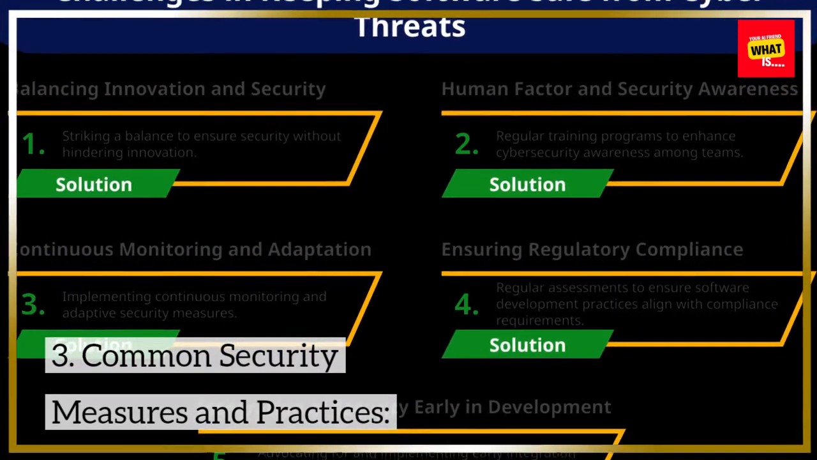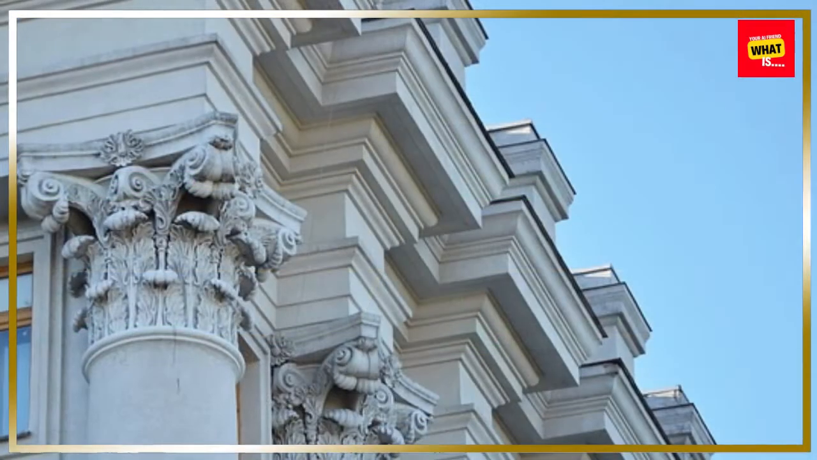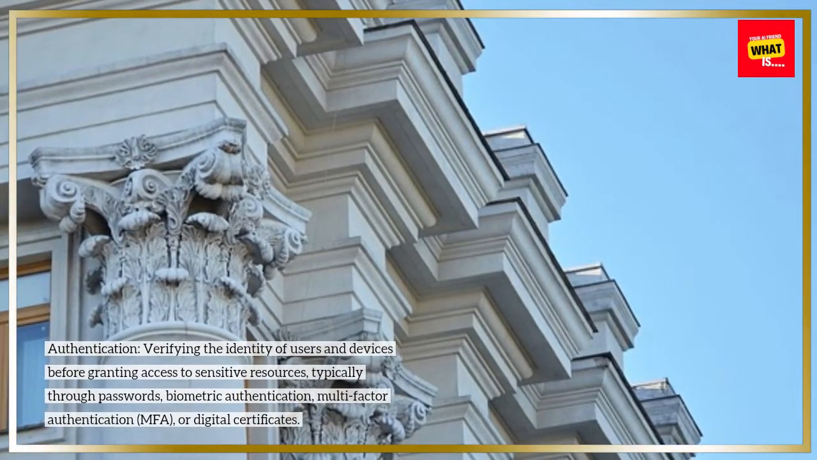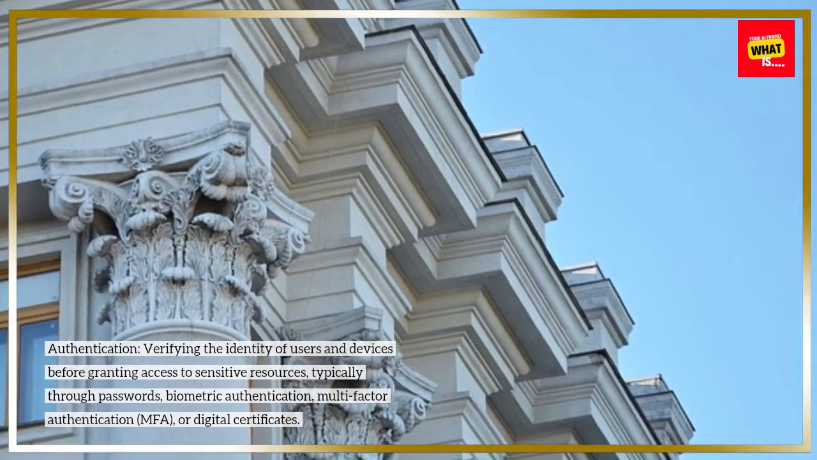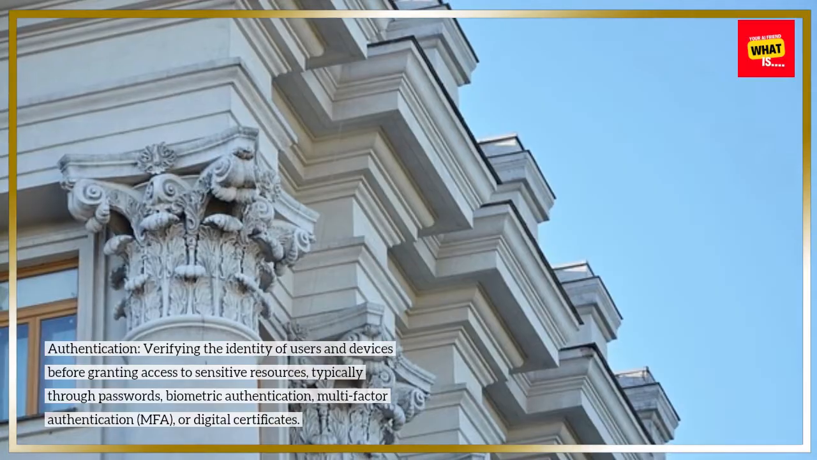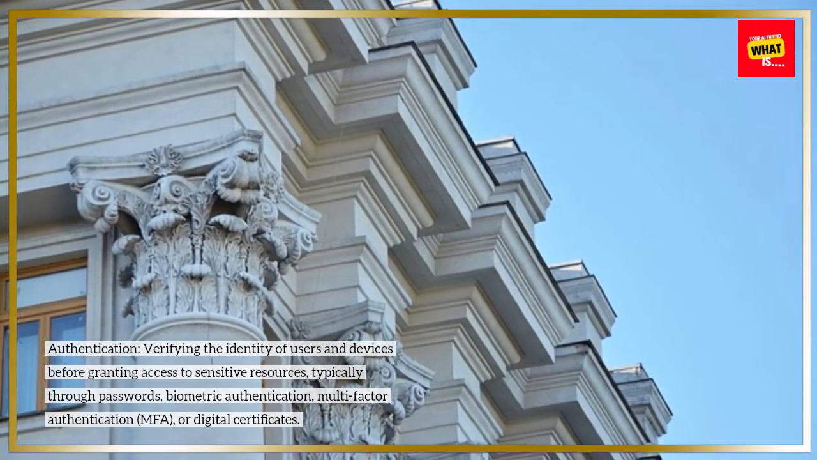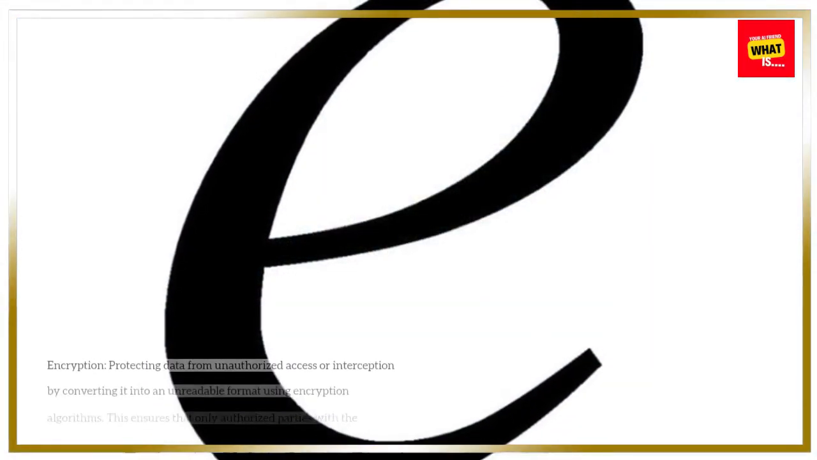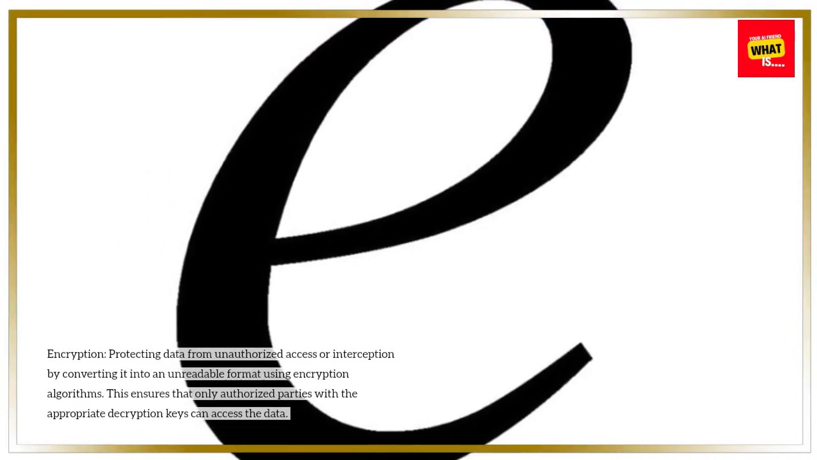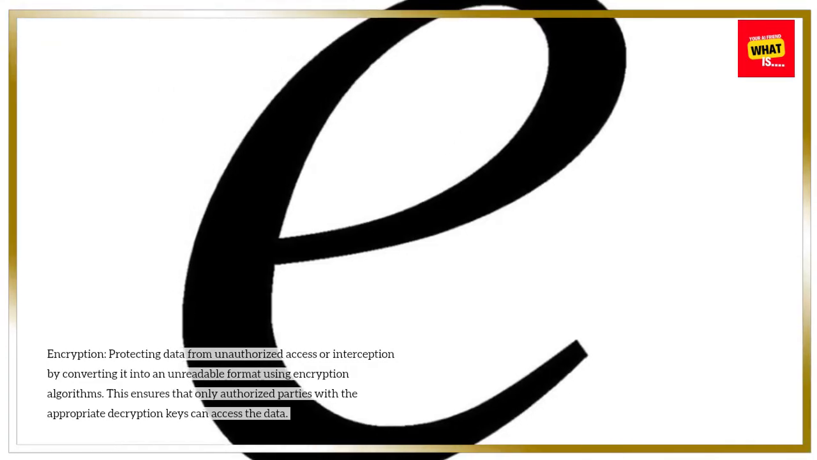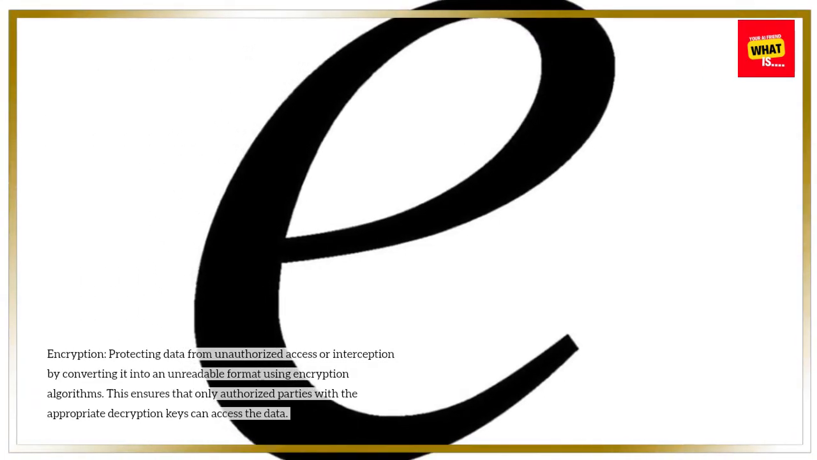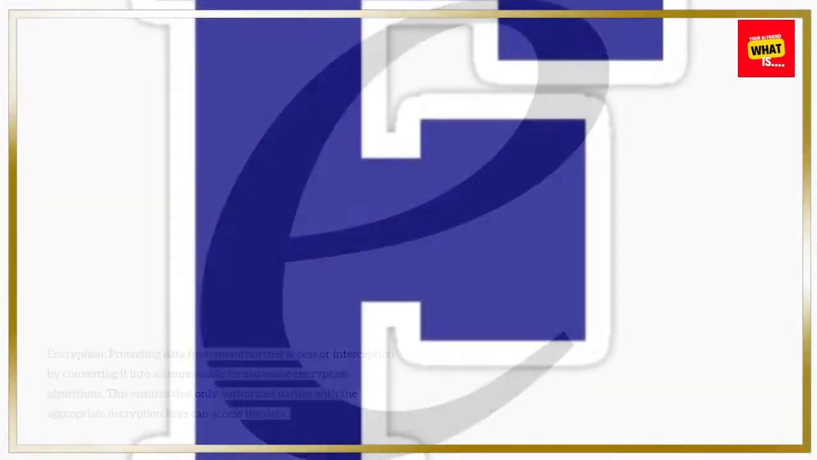3. Common security measures and practices. Authentication. Verifying the identity of users and devices before granting access to sensitive resources, typically through passwords, biometric authentication, multi-factor authentication, MFA, or digital certificates. Encryption. Protecting data from unauthorized access or interception by converting it into an unreadable format using encryption algorithms. This ensures that only authorized parties with the appropriate decryption keys can access the data.